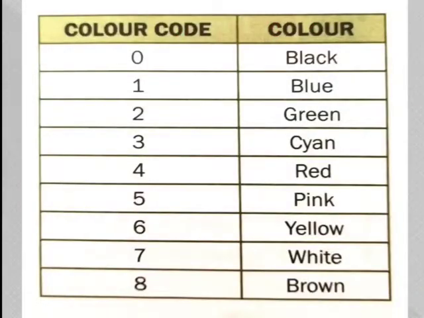So, here are the color codes. 0 is for black color, 1 is for blue, 2 is for green, 3 is for cyan, 4 is for red, 5 is for pink color, 6 is for yellow color, 7 is for white color, and 8 is for brown color.